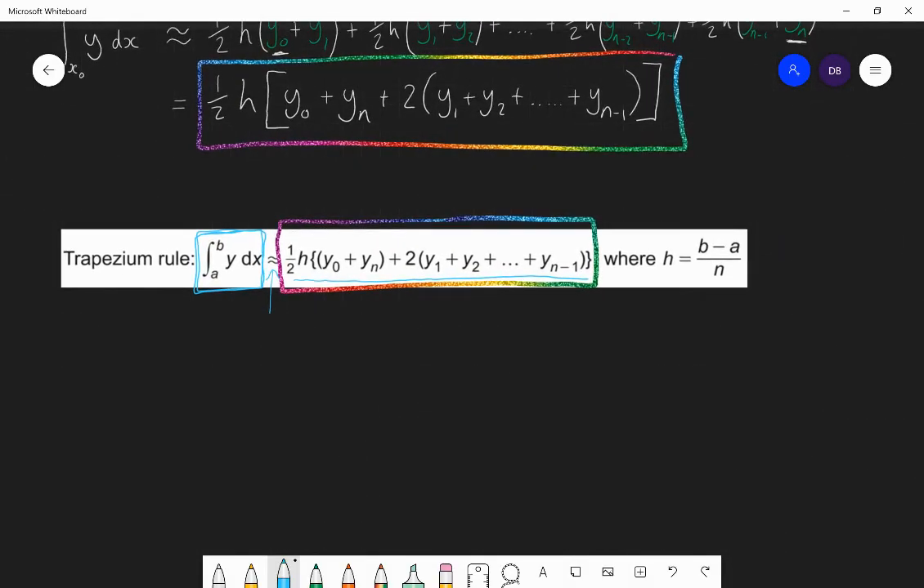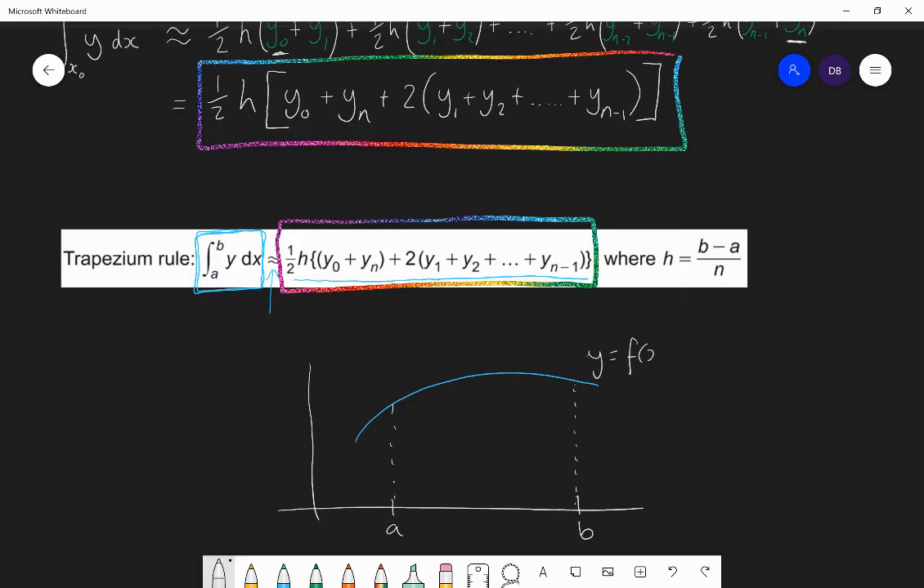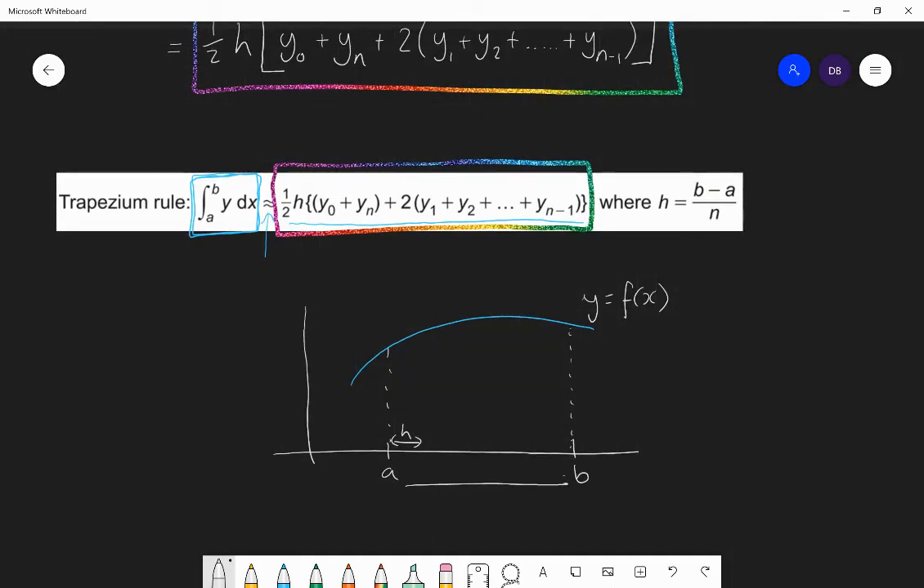Now, here they're using a and b rather than x0 and xn, but it's just replacing the first x value and the last x value with a and b. So if the first x value is a, the final x value is b, I'm finding the area under the curve y equals f of x between a and b. And I'm splitting it up into n different trapezia, then to find h, which is the width of each individual trapezium, I do this distance here, which is b minus a, and then I divide it by n, and that will give me h.